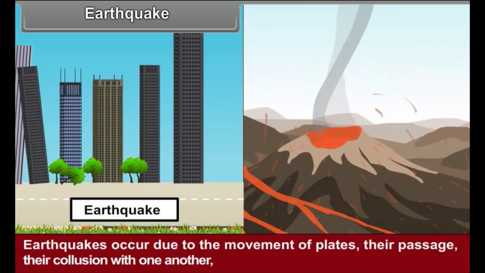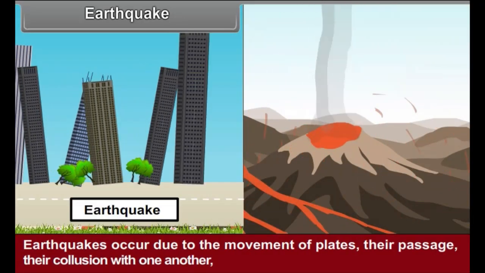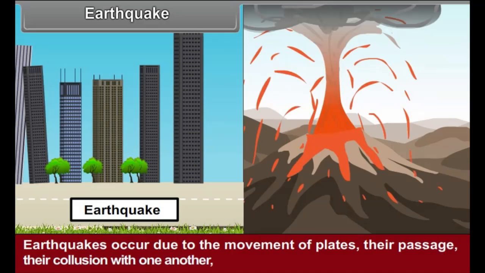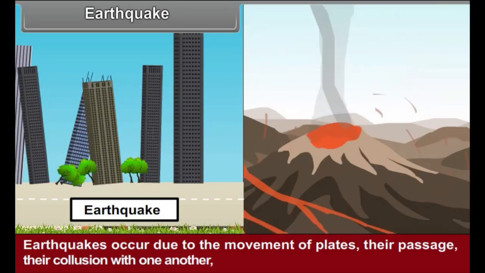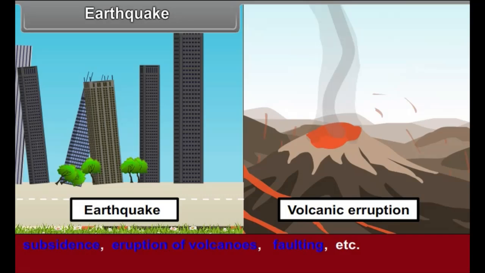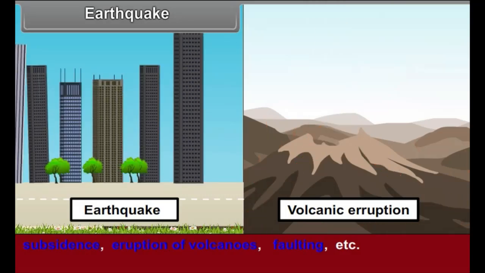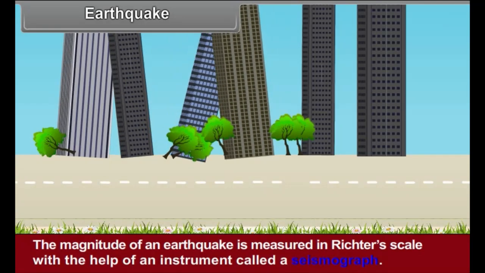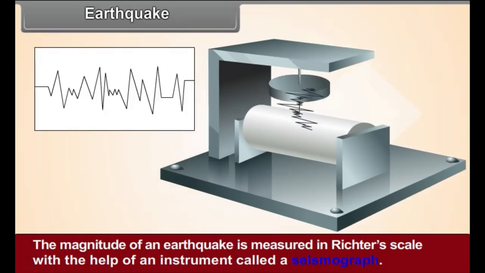Earthquakes occur due to the movement of plates, their passage, their collision with one another, subsidence, eruptions of volcanoes, faulting, etc. The magnitude of an earthquake is measured on the Richter scale with the help of an instrument called a seismograph.